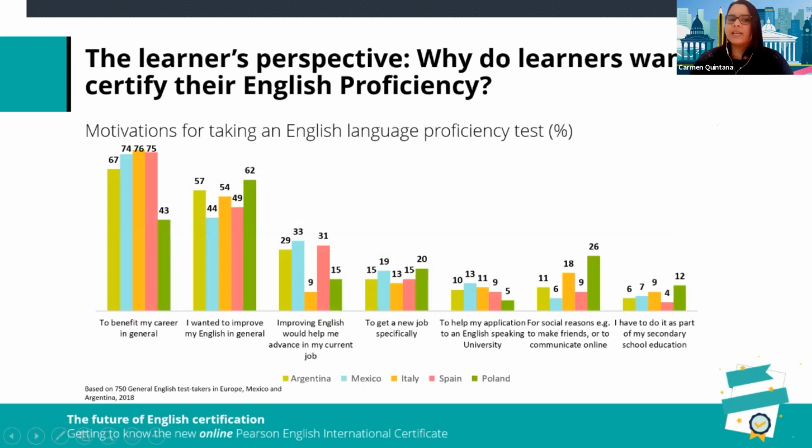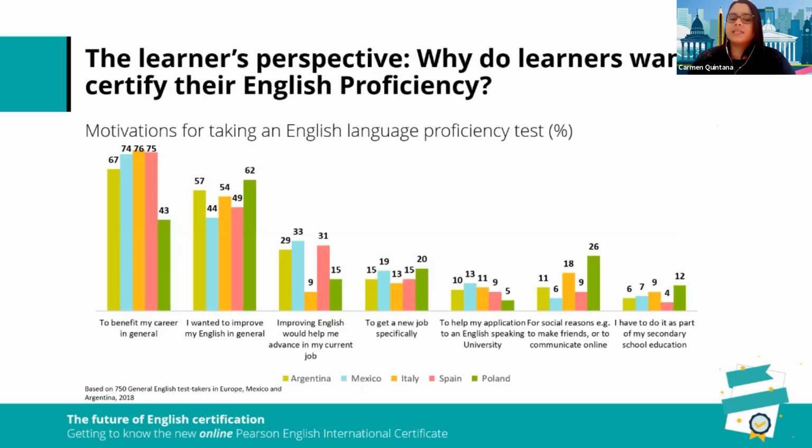We also wanted to understand a little bit about the learner's perspective. Why do learners feel they need to certify their English proficiency? Why do they want to do it? To do this, we conducted a survey with test takers in Europe and Mexico and Argentina to understand their motivations. More often than not, their motivations are work-related. They want to benefit their careers. But there's not just one single motivation sometimes.